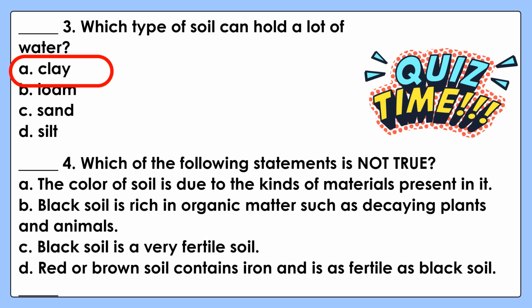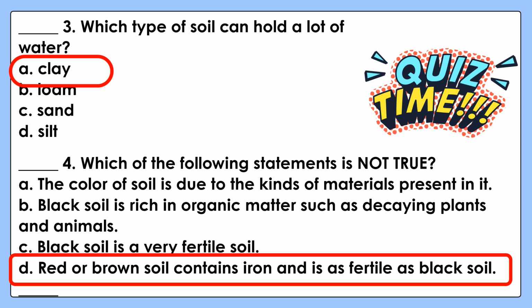Number 4. Which of the following statements is not true? A. The color of soil is due to the kinds of materials present in it. B. Black soil is rich in organic matter such as decaying plants and animals. C. Black soil is a very fertile soil. Or D. Red or brown soil contains iron and is as fertile as black soil. The answer is letter D. Red or brown soil contains iron and is as fertile as black soil.